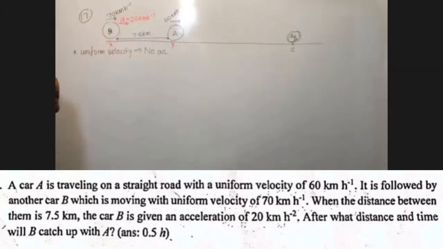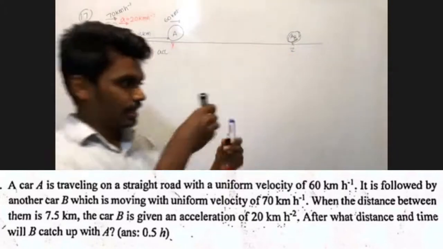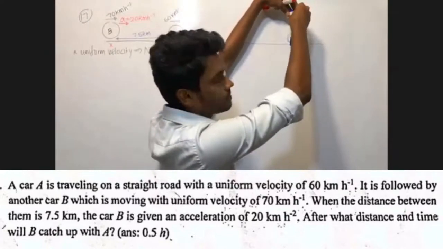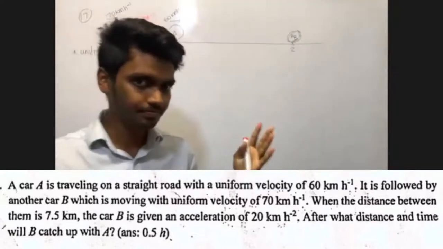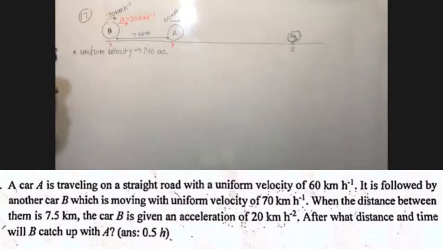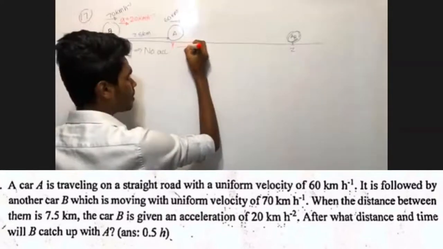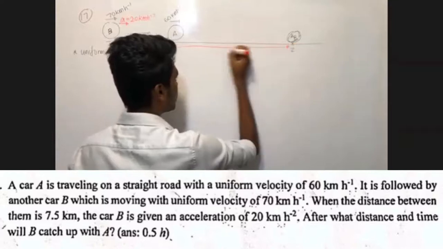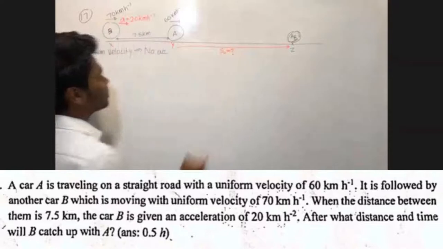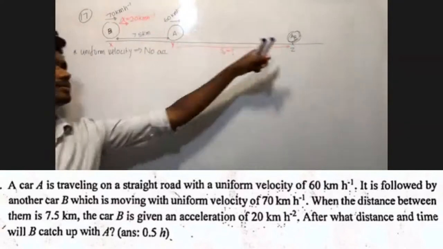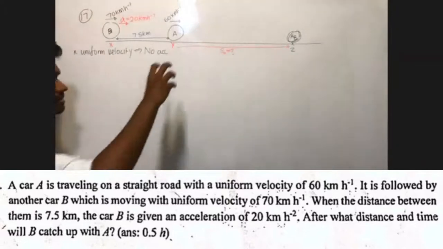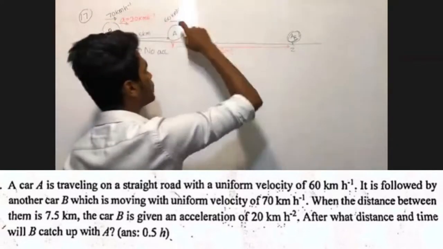Both are side by side. A and B, both are side by side. Right? What they're asking is, at what distance S naught will B overtake A?